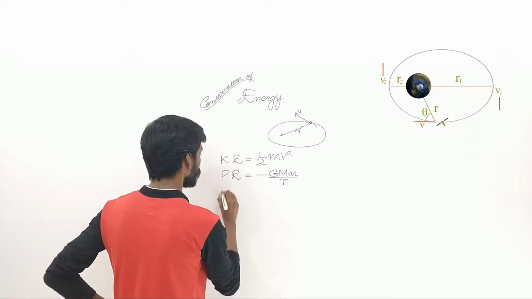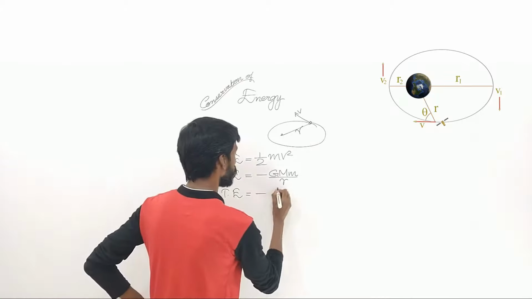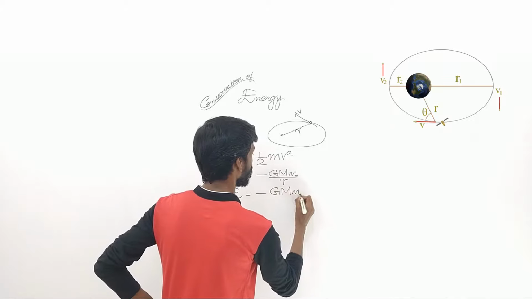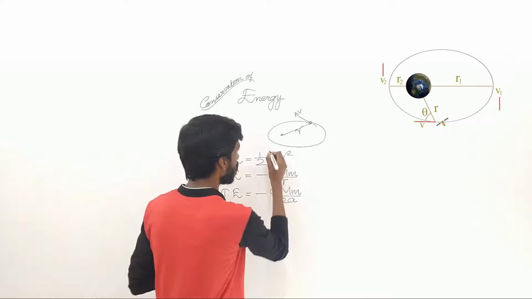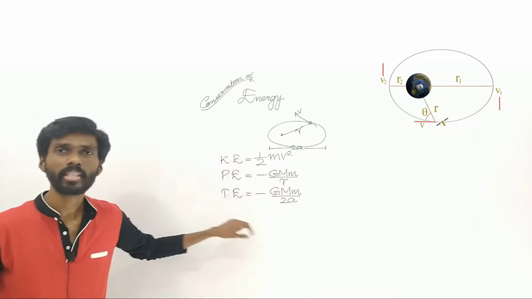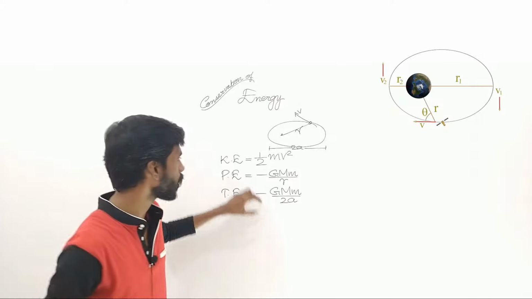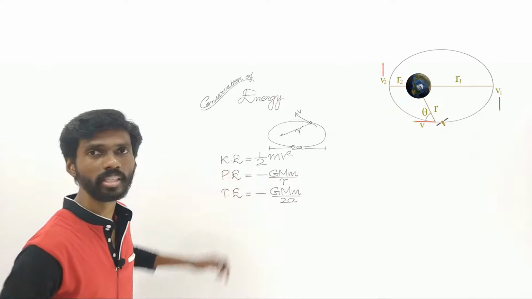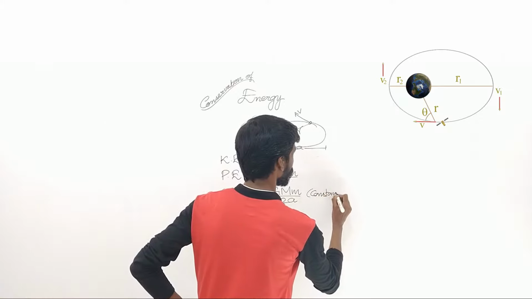Now the total energy. This we need to remember as a formula: minus G M m divided by 2a. So this is the total energy, where 2a is the length of the major axis. This is the total energy in an elliptical orbit. We don't derive it or anything, we just remember this as a formula. So the kinetic energy plus potential energy is the total energy, but that total energy is always a constant.